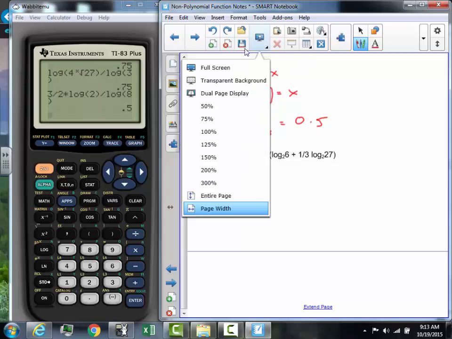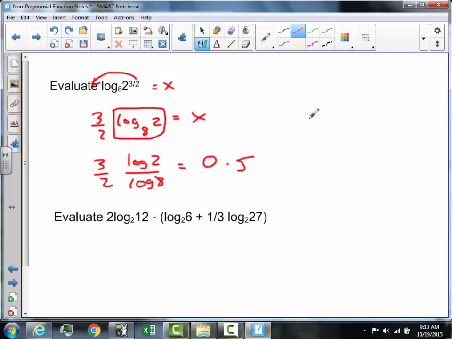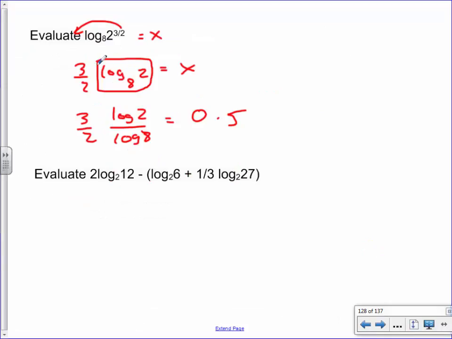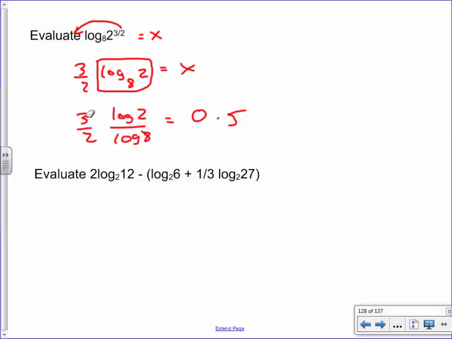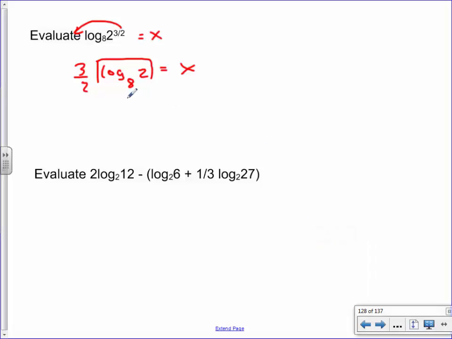Was everybody able to solve for x and have that make sense to you? Okay, I want to show you other ways of solving it, though. You know how way back here, I pulled that 3 over 2 down in front? Let's say that I didn't recognize that log base 8 of 2 is actually just a number. Let's say I wanted to convert this using the converting logs to exponent form.